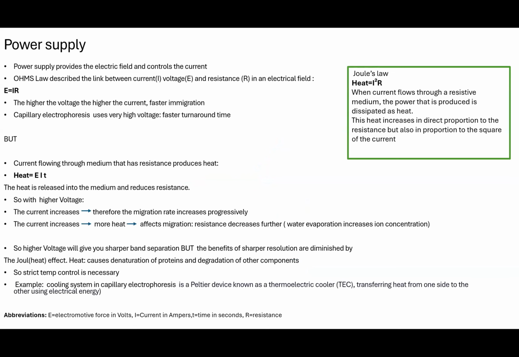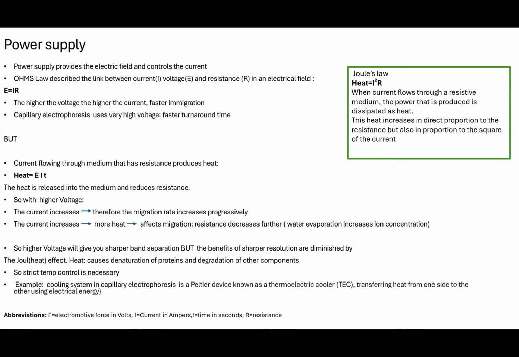The power supply provides the electric field and controls the current, and this is described by Ohm's law. Just as a reminder, E, our electric field strength in volts, or voltage, equals the current times resistance. Basically, what Ohm's law says is that the higher the voltage, the higher the current. And when we have a higher current, we have faster migration.